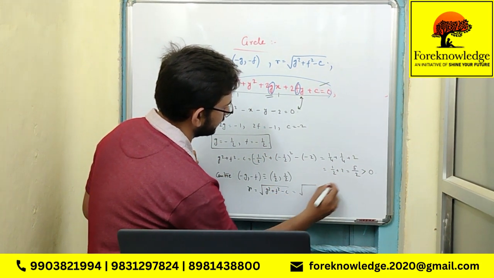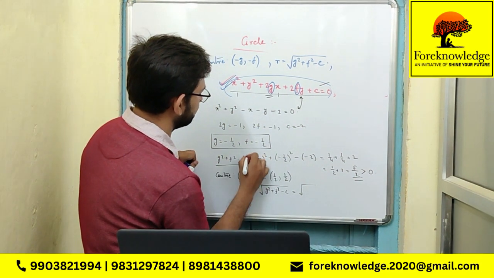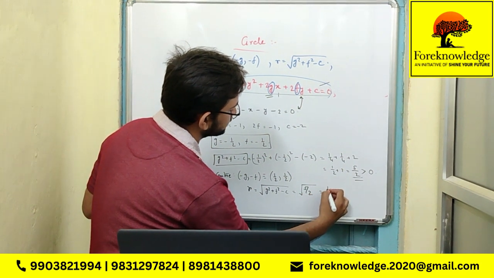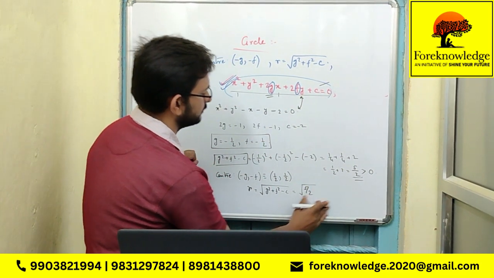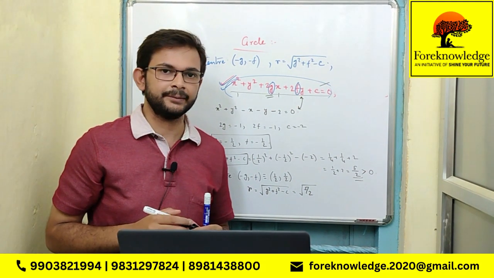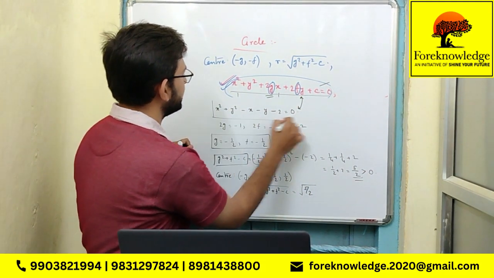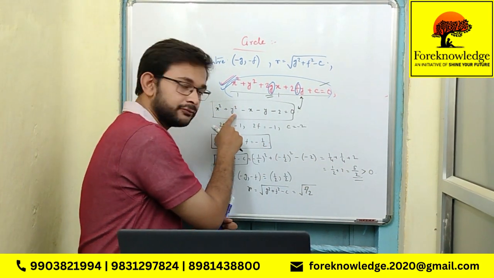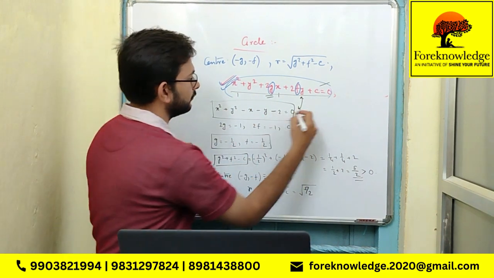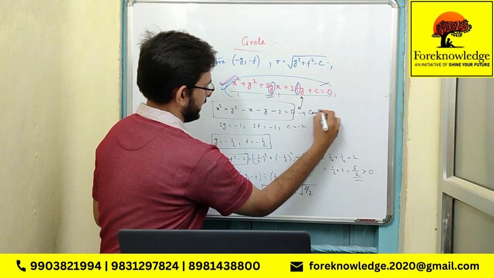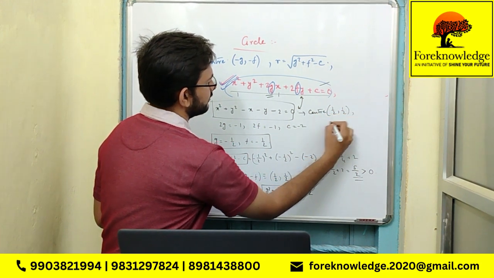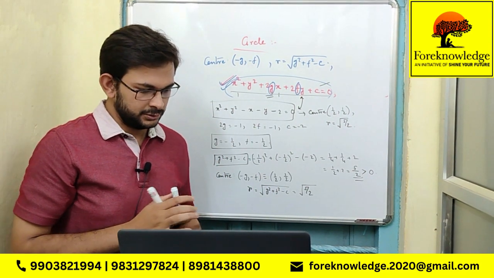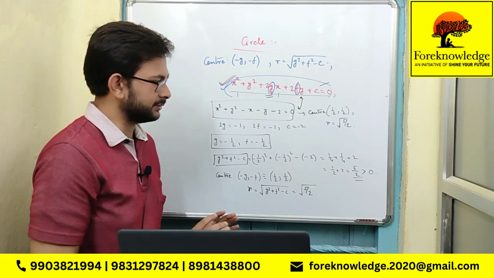We have already calculated what this is. G square plus f square minus c is nothing but 5 by 2. So the square root of 5 by 2, which we cannot simplify. So the radius is root under 5 by 2. So this equation is a circle, but the previous one was not when it was plus 2. But when it is minus 2, this is a circle with center half comma half and radius root 5 by 2. I hope this is clear.